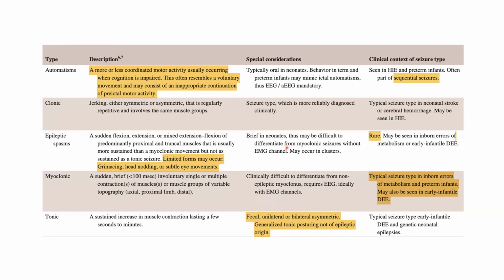When you think of epileptic spasms and you diagnose them confidently, you should think of a genetic or a metabolic cause. Myoclonic seizures are very sudden, very brief, right? So they can be proximal, they can be distal, they can involve the axial musculature. They are the typical seizure type in inborn errors of metabolism. As I told you, the seizure disorders including pyridoxine-dependent epilepsy, non-ketotic hyperglycinemia, biotinidase deficiency, all these can lead to these kinds of seizures. They may also be seen in genetic epileptic encephalopathy, right?